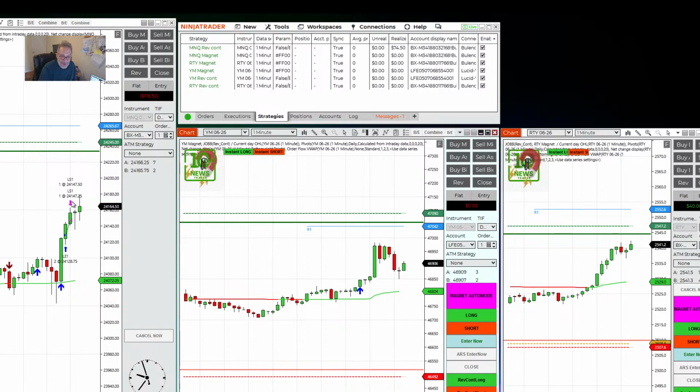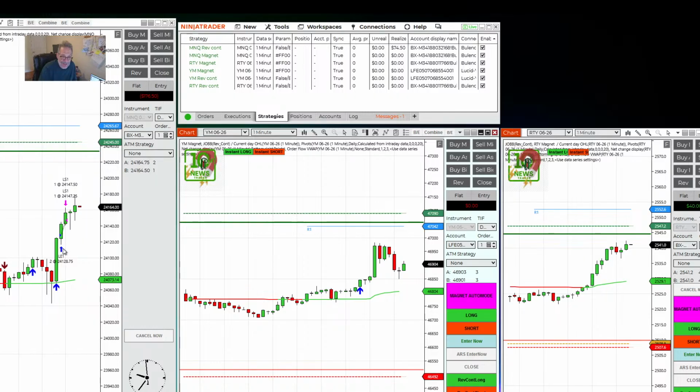These little arrows are not our arrows. Anytime you see a little tiny arrow like that, that's a ninja arrow, text and markers, okay? Keep that in mind. Those are not our arrows. Those are text and marker arrows.